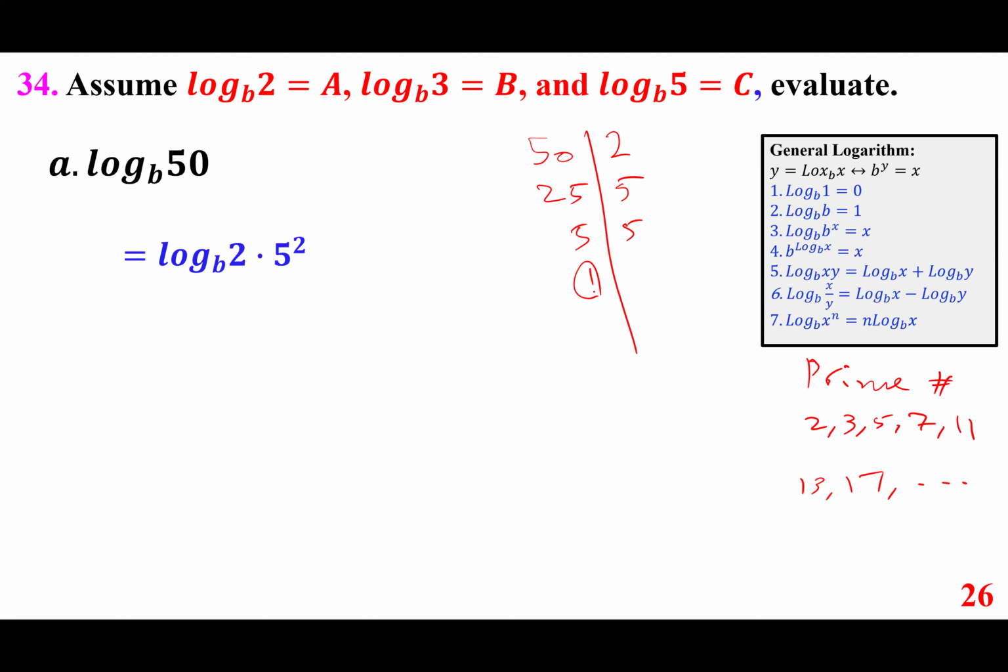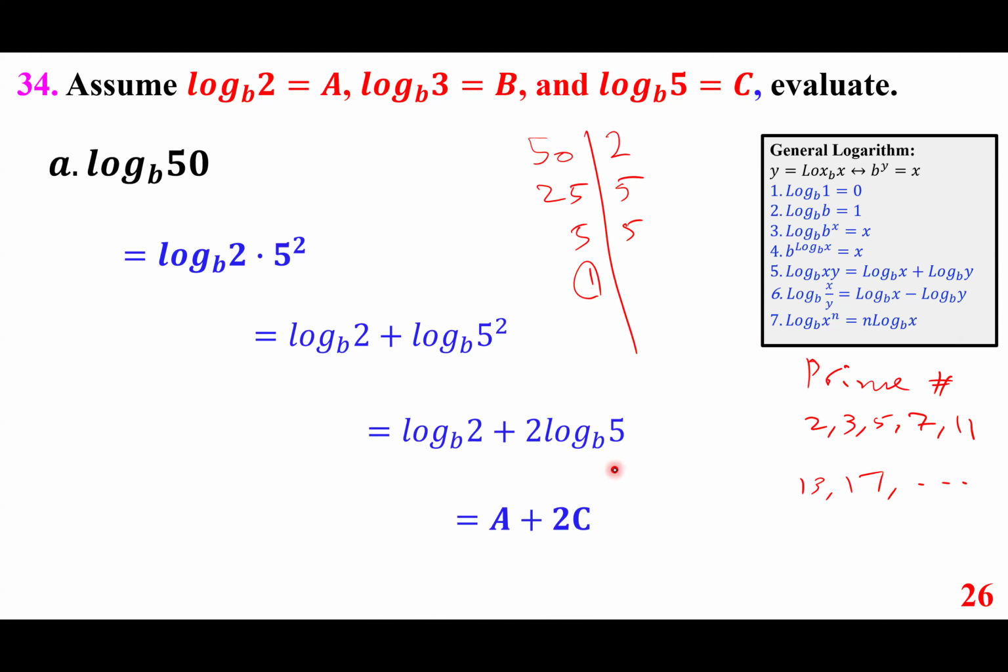So you use number 5, the product rule, and you make it log 2 plus log 5 squared. Both of them have the same base b. And in this case, you put the 2 in front using number 7. And now you replace this one with a and this one with c, so you get a plus 2c as the final answer. Again, pretty straightforward.